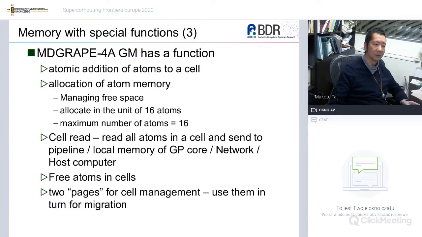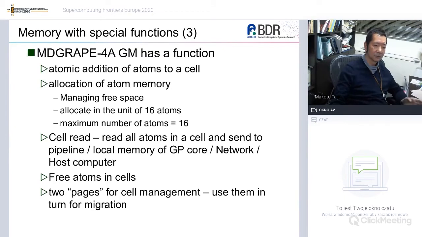Our memory has specialized functions to support atomic addition of atoms to a cell. It allocates atom memories, and it also has a management unit for free space. Sorry, the maximum number of atoms is not 16, but 64. So we allocate in units of 16 atoms, and in total we can allocate 64 atoms per cell.